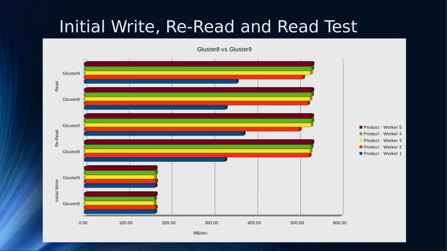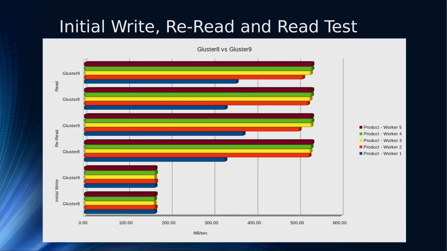So Gluster 9 is the group of 5 on top, and this is the read to start out with, and then there is Gluster 8 in the next section. And then reread has Gluster 9 and 8 together, and then initial write has Gluster 9 and 8 together at the bottom. So the blue line, if you look at the key, is the worker level 1. So it's one user. Then orange is 2 simultaneous users, yellow is 3, green 4, brown 5.